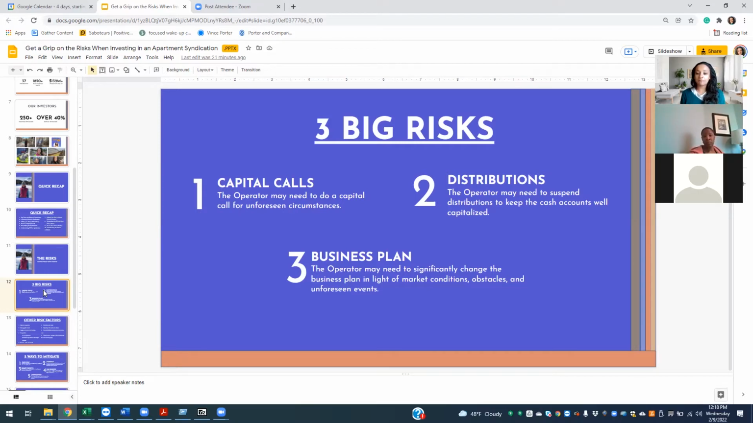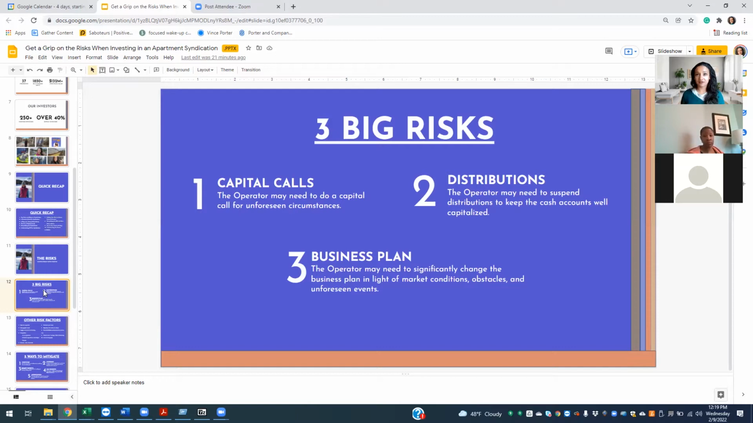And then I would say number 3 is what you need to evaluate. Number 3 is the business plan doesn't go according to plan, and the operator needs to adjust. And this is a fairly normal thing to have to adjust. I mean, that's why it's attractive to invest in real estate, because it's a venture. And sometimes adjustments do need to be made.